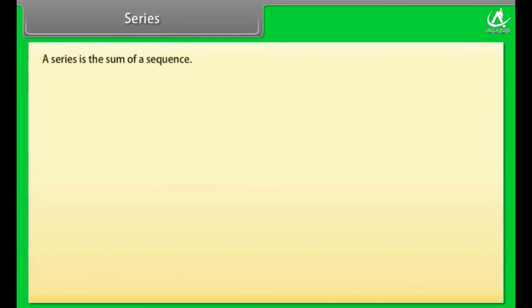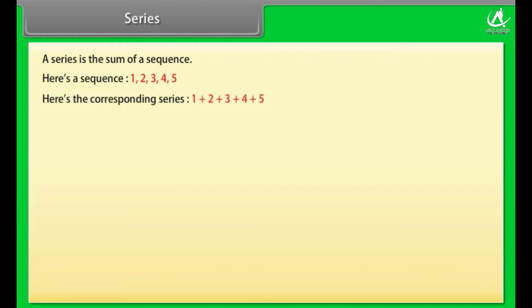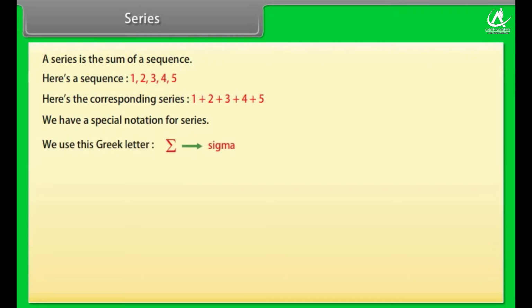Series. A series is the sum of a sequence. Here is a sequence: 1, 2, 3, 4, 5. Here is the corresponding series: 1 + 2 + 3 + 4 + 5. We have a special notation for series. We use this Greek letter, sigma. It is an S in the Greek alphabet. Think of it as an S for sum.